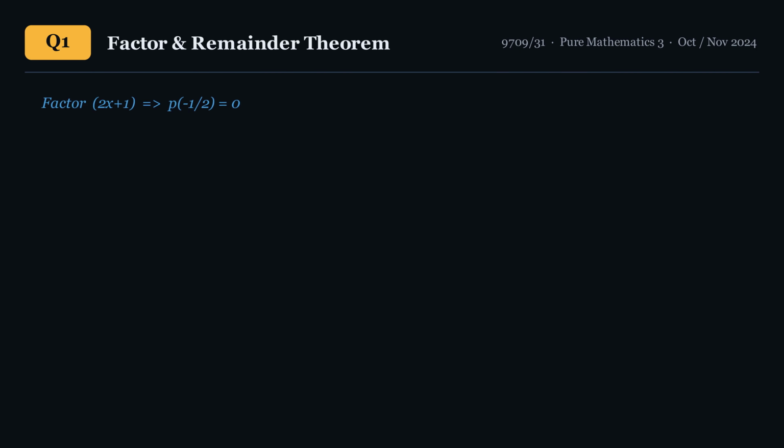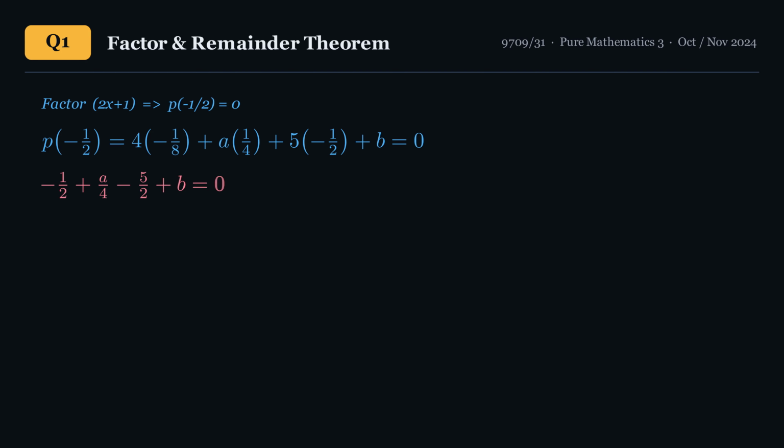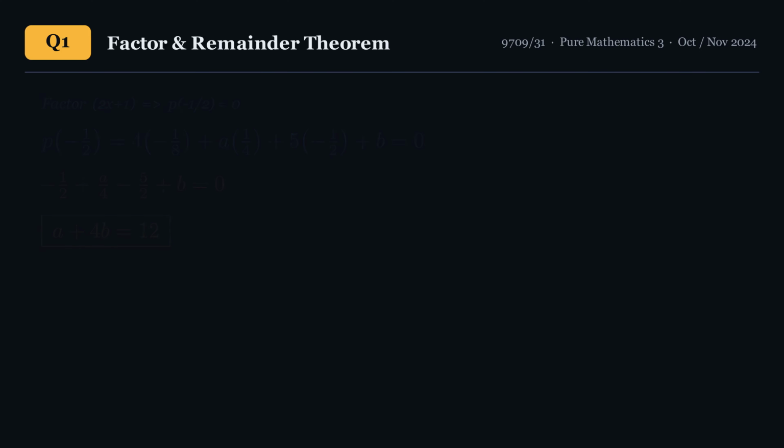Now let's work through the solution step by step. First, the factor theorem. If 2x plus 1 is a factor, then p of negative 1/2 must equal 0. Substitute x equals negative 1/2 into p of x. Collecting terms gives negative 1/2 plus a over 4 minus 5/2 plus b equals 0. So a plus 4b equals 12.